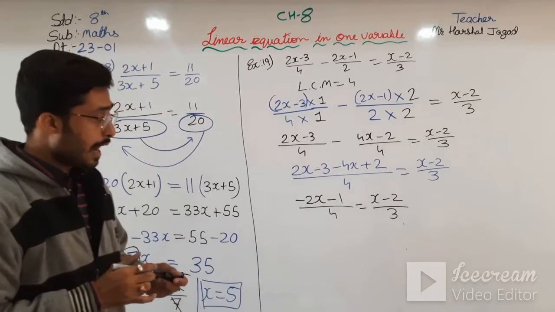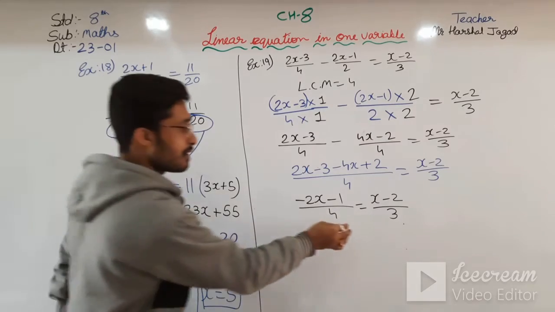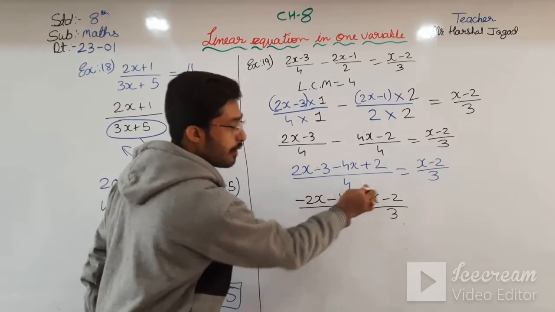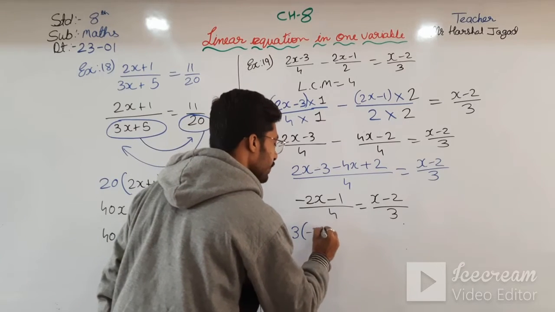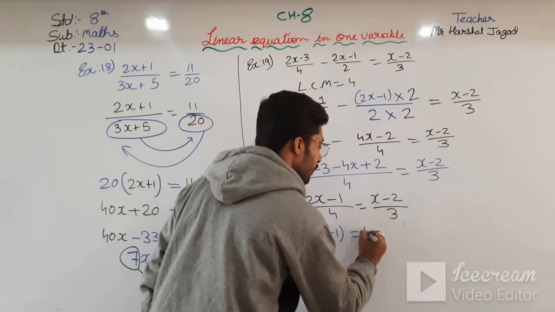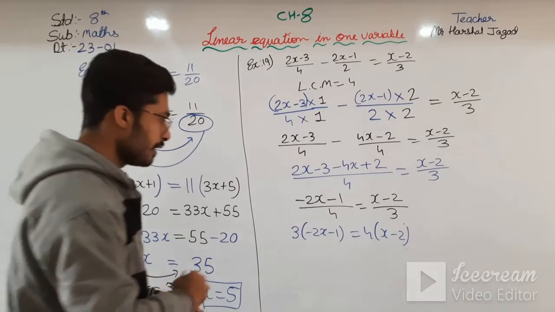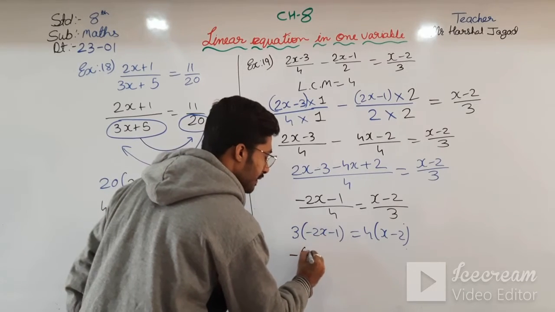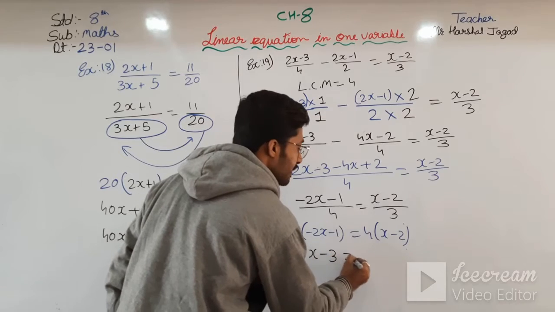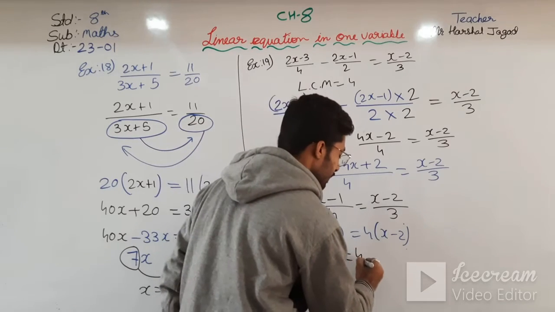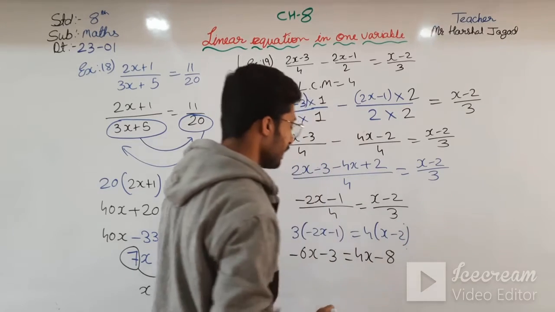Okay, and now from here what we have to do? We have to do like this. This 3 will come over here and this 4 will come over there. So 3 minus 2x minus 1 is equal to 4x minus 2. Then after 3 2s are 6, but minus 6x. 3 1s are 3, but minus 3 is equal to 4 into x, that is 4x, and 4 into minus 2, that 4 2s are 8, but minus 8.